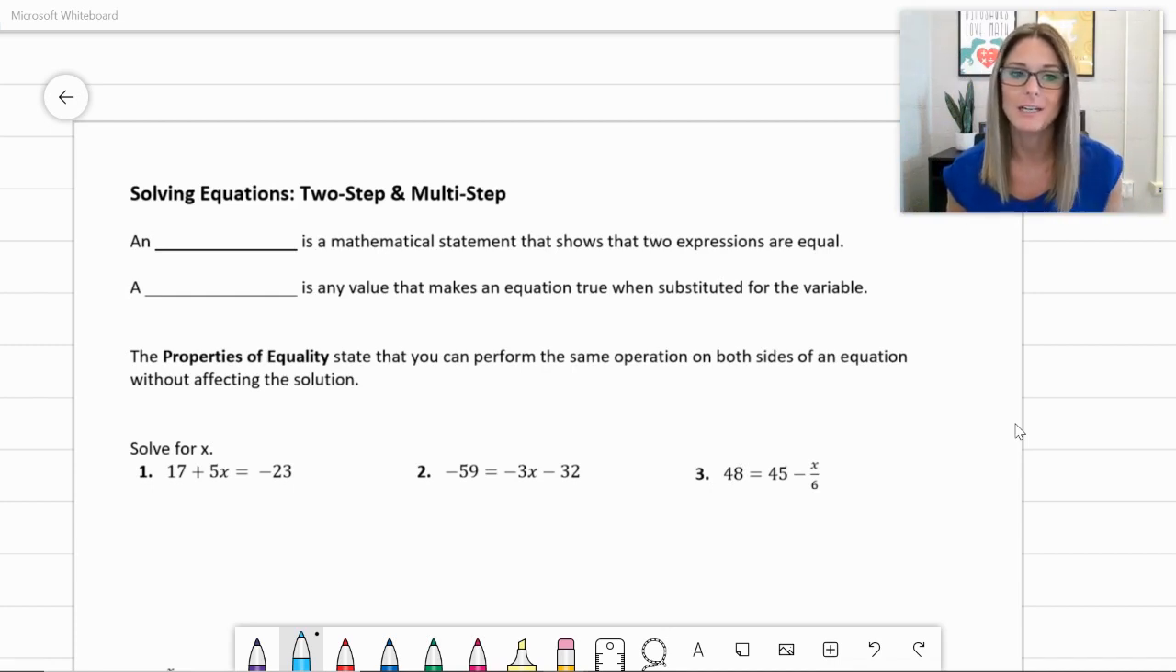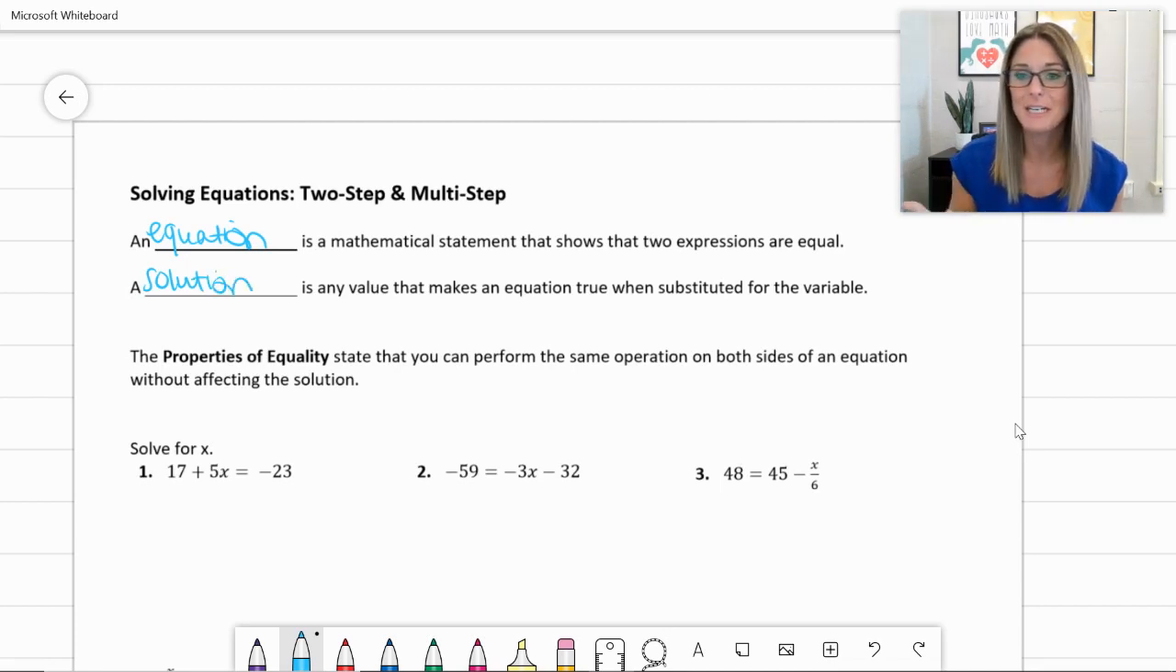So the first statement here is an equation is a mathematical statement that shows that two expressions are equal. An equation. And the second one is a solution is any value that makes an equation true when substituted for the variable. Solution. Okay. I mentioned a minute ago the properties of equality. They state that you can perform the same operations on both sides of the equation without affecting the solution. So let's dive on in.